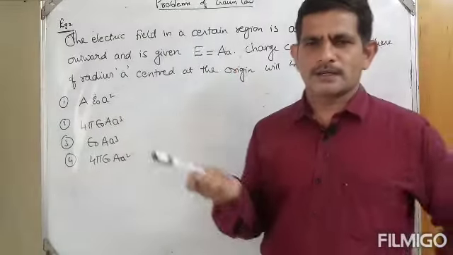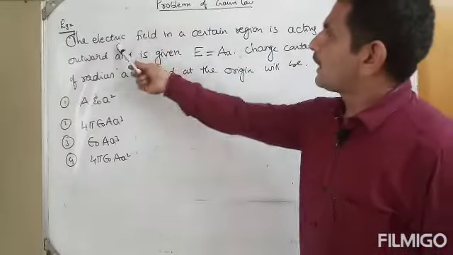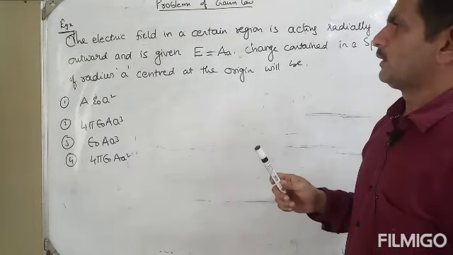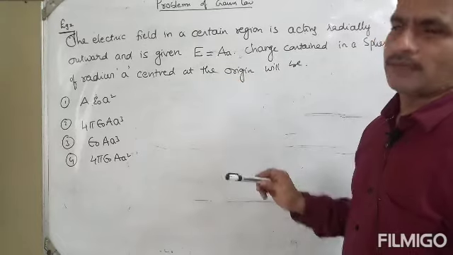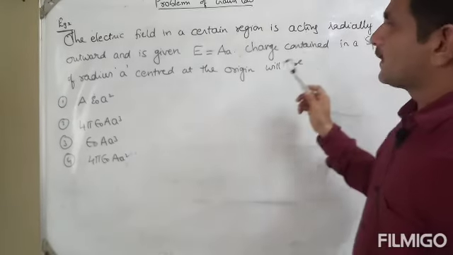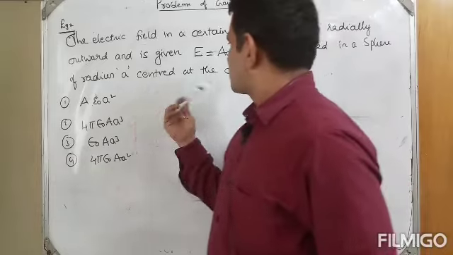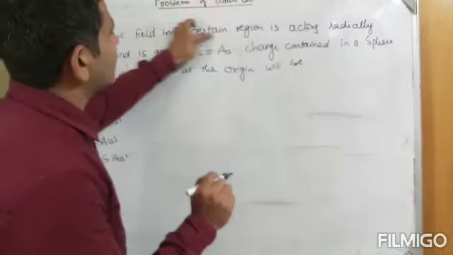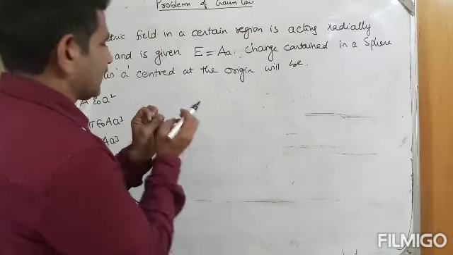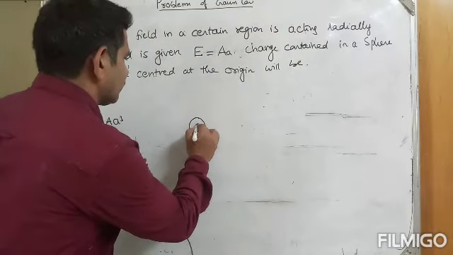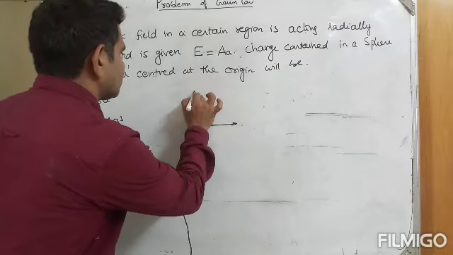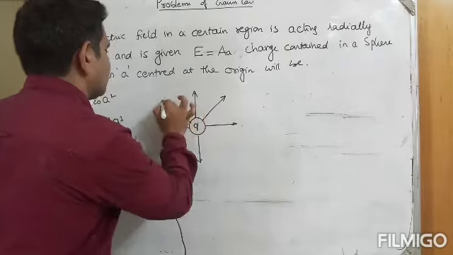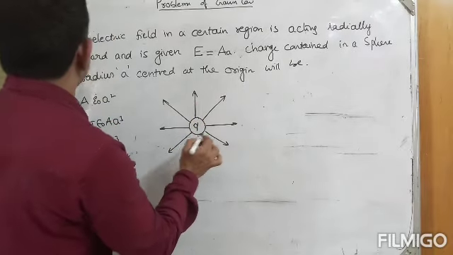In flux and Gauss law, look here. The electric field in a certain region is acting radially outward and is given by E equals A times a. Find the charge contained in the sphere of radius a centered at the origin. Radially outward means if this is the charge, the field is coming out like this. This is called radially outward. Understand? That is the meaning.